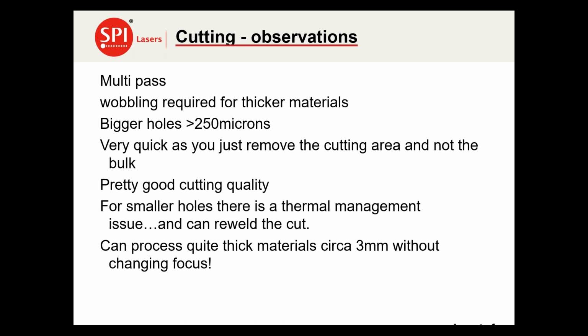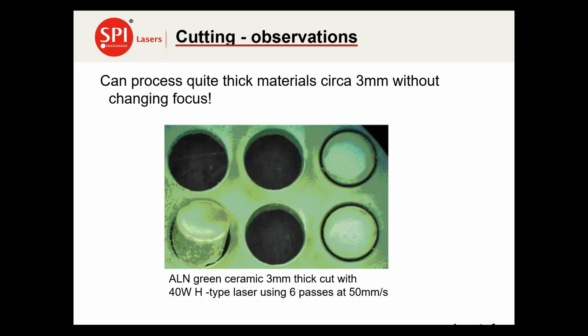It's a multi-pass process. You wobble for thicker materials. For big holes greater than 250 microns, it's very quick as you remove just the area that you're cutting. And it's pretty good in terms of the quality. And in some materials, you can actually process pretty thick materials. And this is an example where we were cutting a green ceramic up to 3 millimeters thick without even changing the focal position in relatively quick time.